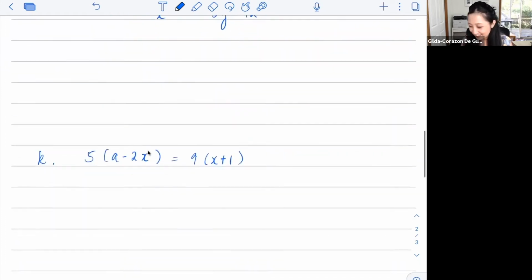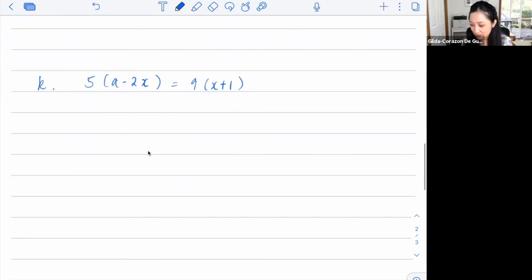Okay. All right. And then the last one there, again, before you do anything, have a look at your equation first. Look for where your x is. There's a 2x there, there's an x there, so there again would be x on both sides. So the first thing you want to do is expand. So you've got 5a minus 5 times 2x is 10x. And then you've got 9 times x is 9x, 9 times 1 is 9, right?